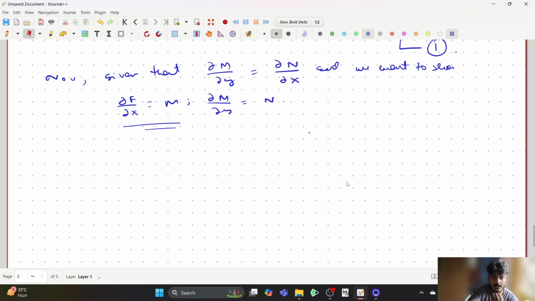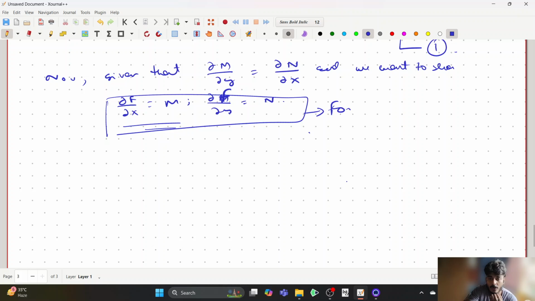I need to show this, right? I need to show that del f by del x is equal to m and del f by del y is equal to n. Okay, now for this to hold true, given that del m by del y is equal to del n by del x, that is something which is given to us; rather, we do not require that right at this point.